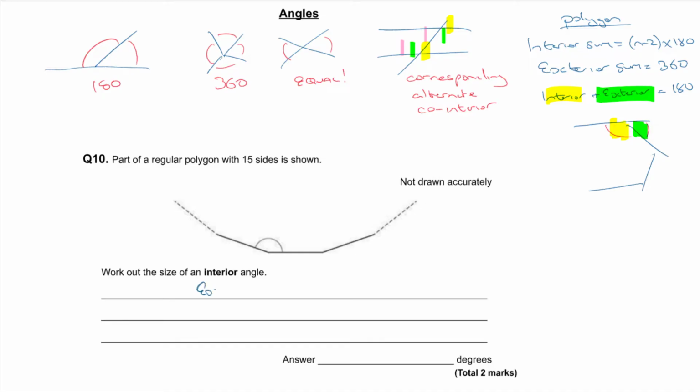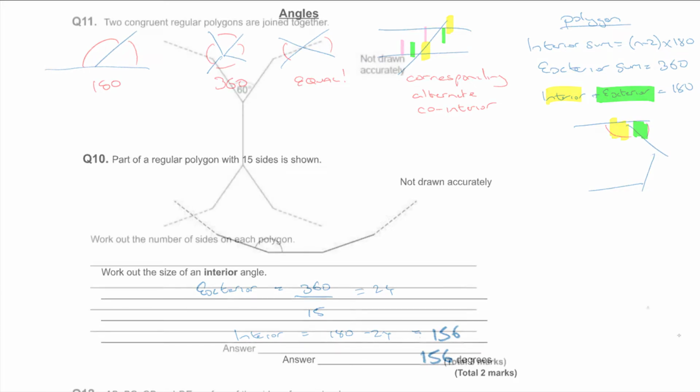So I just work out exterior first. Exterior equals 360 divided by number of sides, which is 15. 360 divided by 15, that's 24. And so the interior, that's going to be 180 minus 24, because they sum to 180 degrees. And that equals 156, doesn't it? So that's 156 degrees.